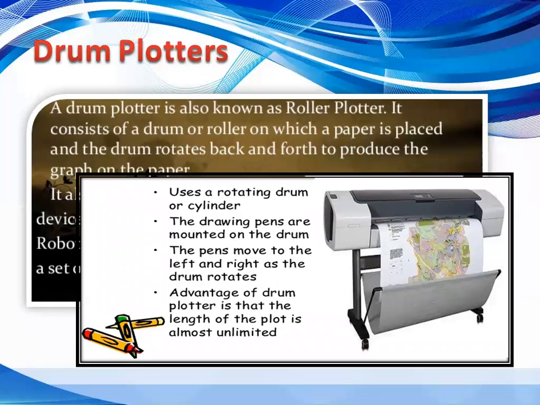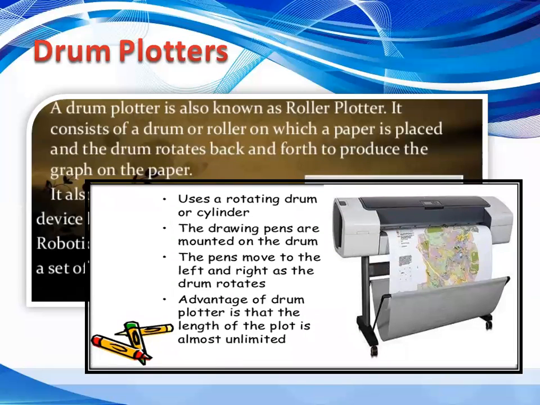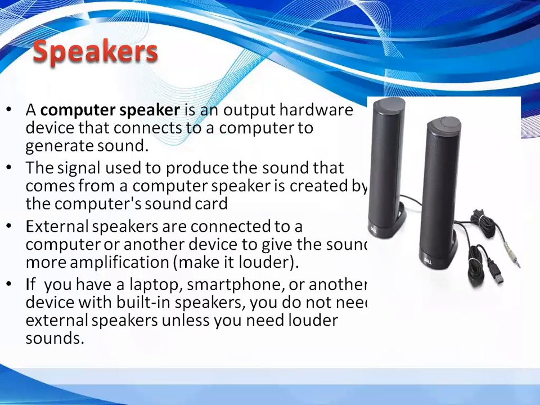The drum plotter uses a rotating drum or cylinder. The drawing pens are mounted on the drum. The pens move to the left and right as the drum rotates. Advantage of drum plotter is that the length of the plot is almost unlimited. So we can use unlimited length in drum plotter.